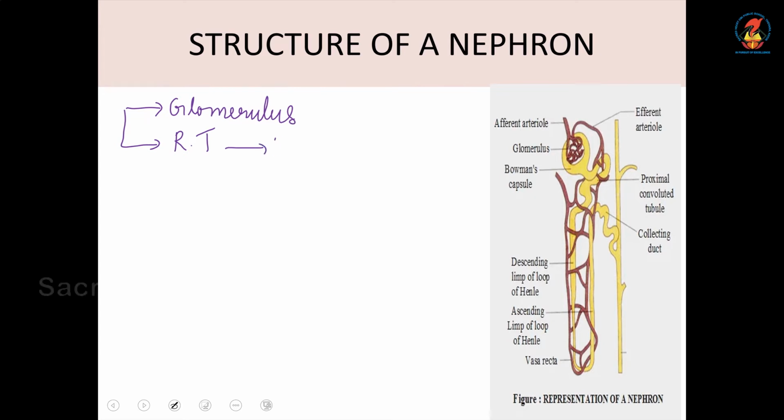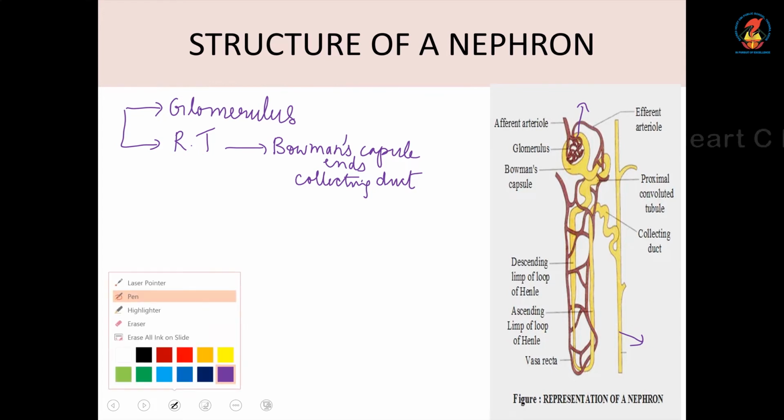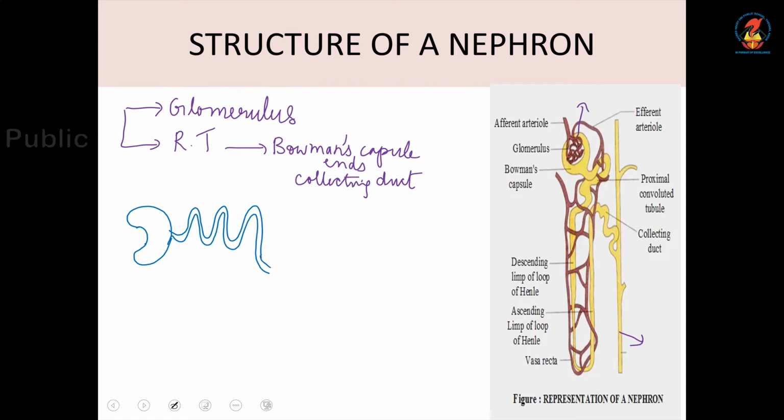It starts with the Bowman's capsule and ends at the collecting duct. Very important, the renal tubule starts with the Bowman's capsule, which is indicated here, and ends with the collecting duct. So, I am going to draw. The Bowman's capsule is a double-walled cup. Okay, and then it leads to a highly convoluted structure, and this convoluted or coil structure is known as the PCT, Proximal Convoluted Tubule.